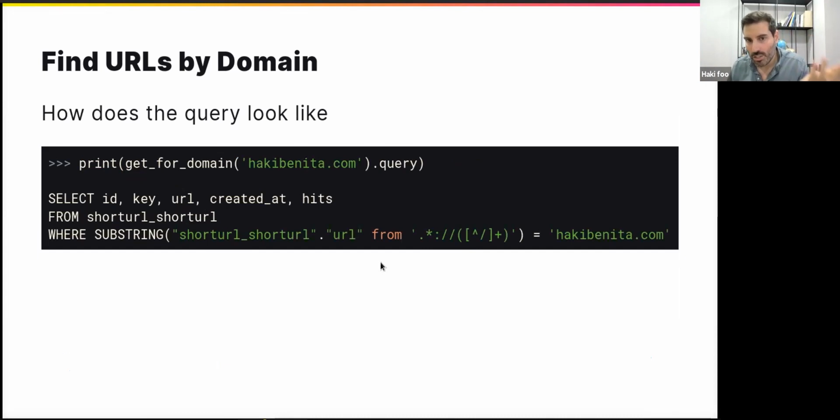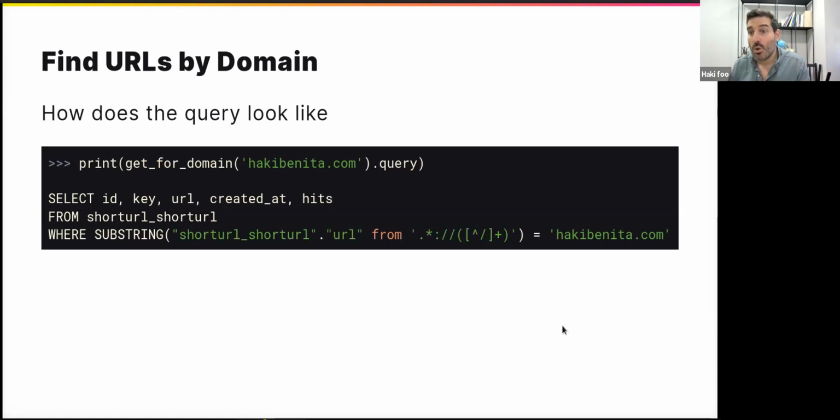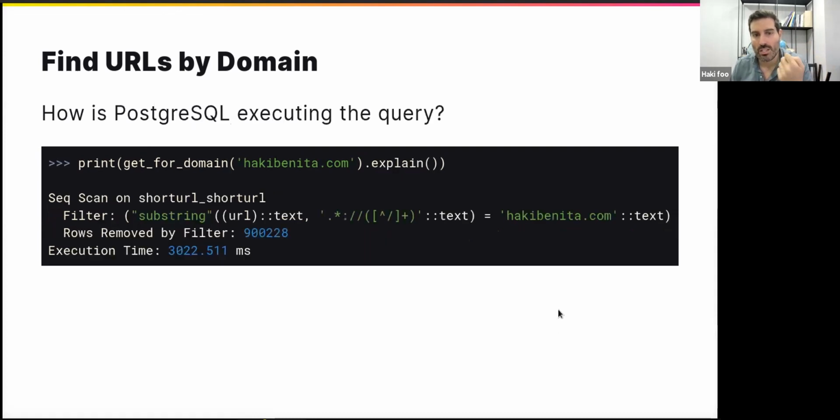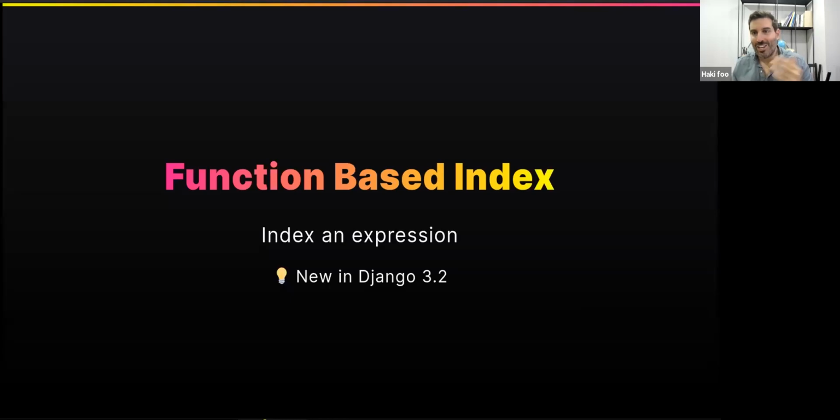This is how the query looks. You can see that Django used the expression and the regex that we generated in the function to query for the domain. And once again, we want to see the explain plan. You can see that Postgres decided to do a full table scan on the short URLs table. And we can also spot that this time the query took a bit more than before. This time the query took 3 seconds to complete. And that's only on 1 million rows.